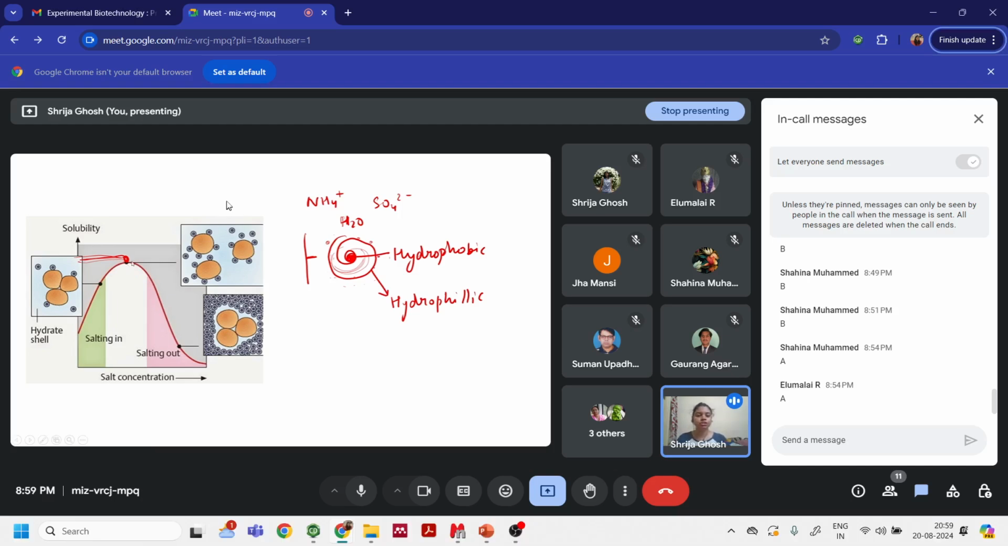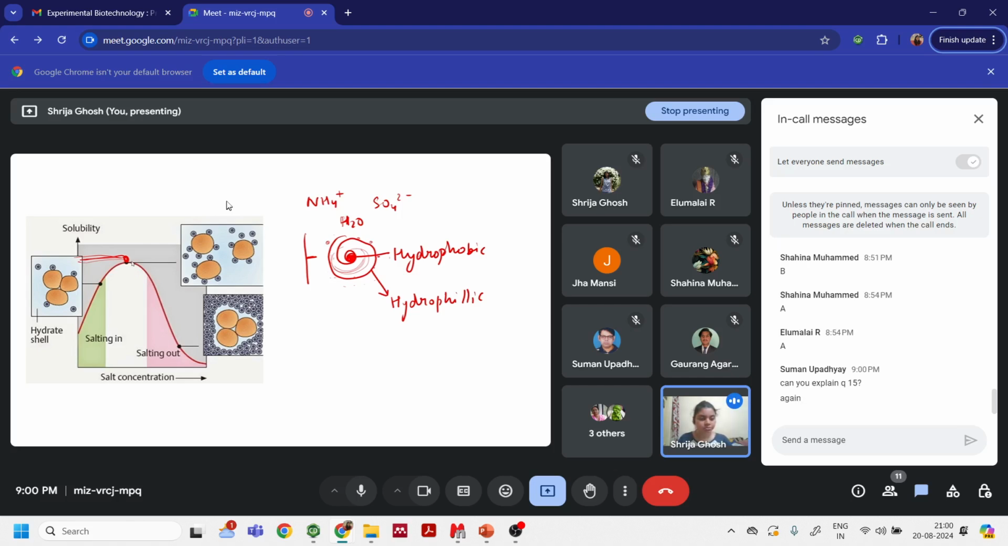So this was the last question of the session. Anybody has any doubt in any of the concepts? Salting in, salting out, hydrophobic interaction chromatography, ion exchange chromatography, partition coefficient or distribution coefficient. Any doubt in any of the concepts discussed today?